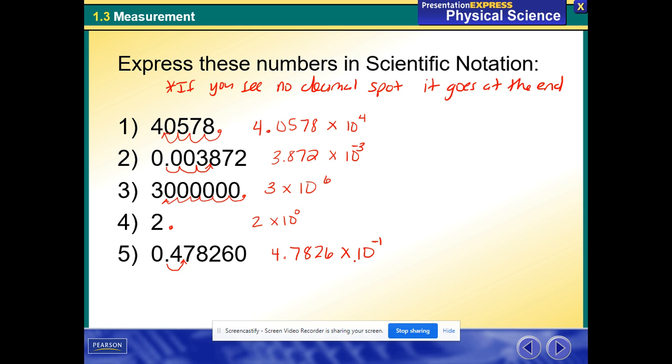Hopefully by now you've seen a pattern. If you move the decimal to the left, you're going to be positive. If you move the decimal to the right, you're going to be negative.